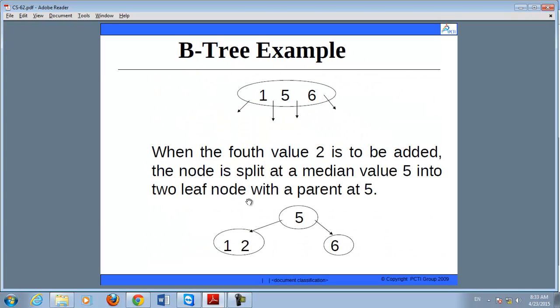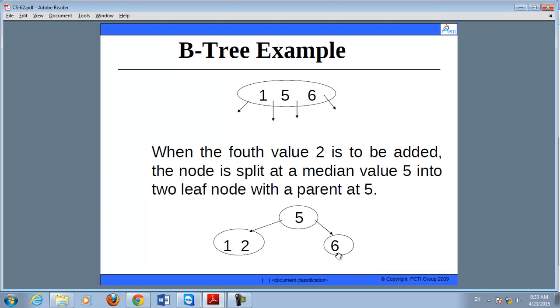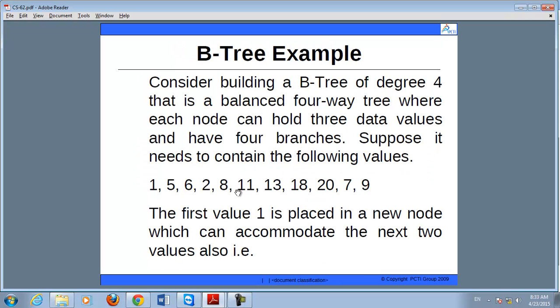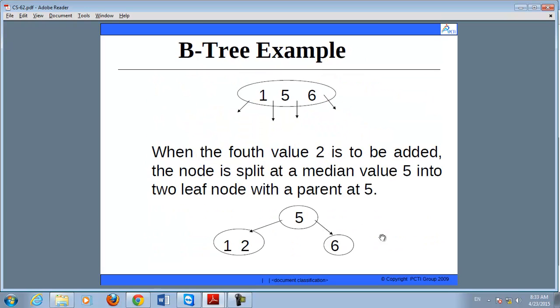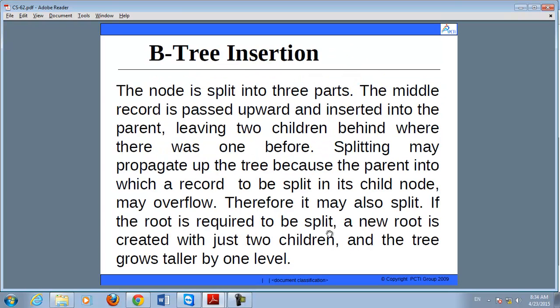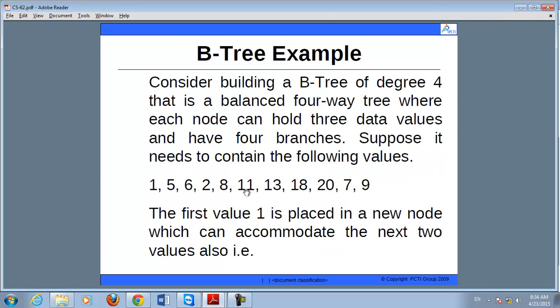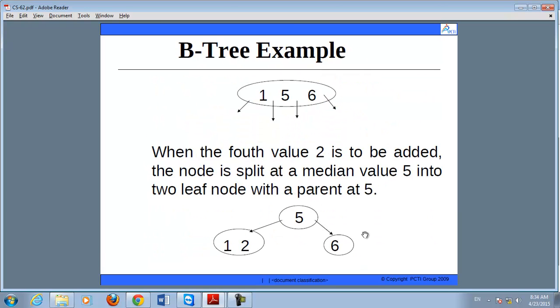But before 13, there are values like 8. 8 will be added here. And after 8, you have to insert 11. Now, if you insert 11 at 6, 8 and 11, it will be accepted. Now next is 13. If you insert 13 here, it means after 6, 8 will be inserted. After 8, 11 will be inserted. And after 11, 13 will be inserted.